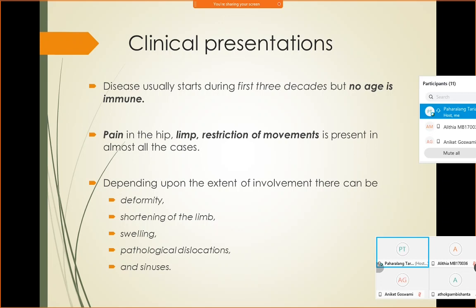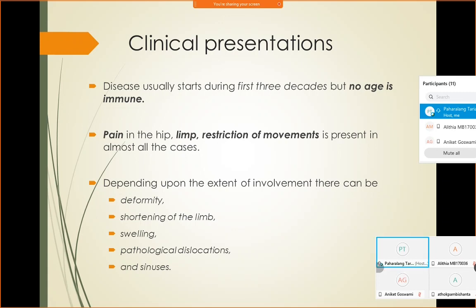So the clinical presentation, this ideally affects the first few decades of life. But again, no age is immune. Okay? The main presentation is usually the pain in the hip. The patient comes walking with a limp. There is restriction in movement.